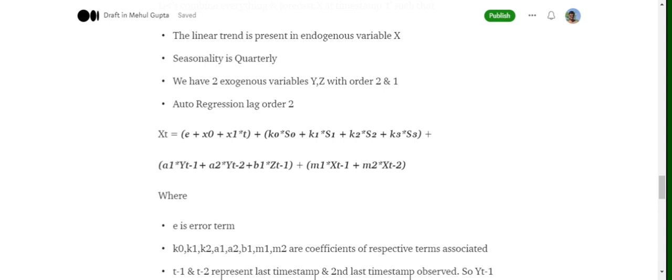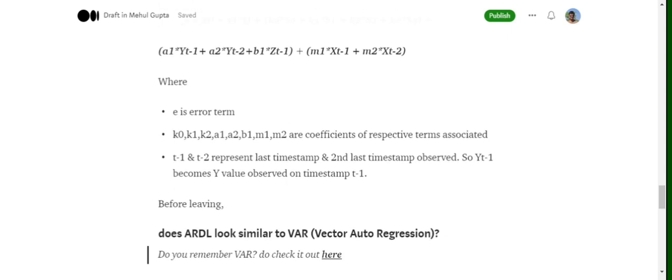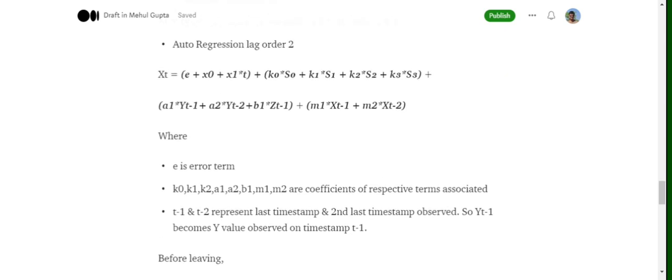As we have said, there are two exogenous variables y and z such that the order is 2 and 1. So you can see that y has a lag order of 2, while z has a lag order of 1. And finally, the auto regression model of order 2, where we will consider the last two values, where E is the error term, and K0, K1, K2, A1, A2, B1, M1, M2, everything used in this equation, are all coefficients. And t minus 1 and t minus 2, as the medium doesn't really have some kind of formatting, don't assume it to be xt minus 1. So this t minus 1 and t minus 2 represent the past values.